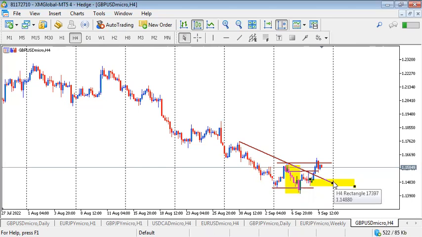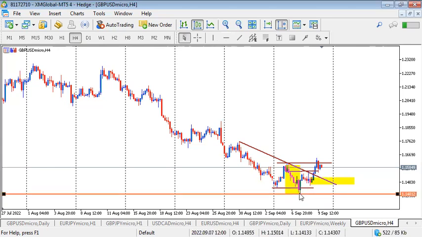So basically what we have is demand at this region here. We have a couple of higher highs, a couple of higher lows, signifying a change of market structure to the upside. We have a break of the trend line. So now the setup is looking good. So we'll go to the 1 hour.